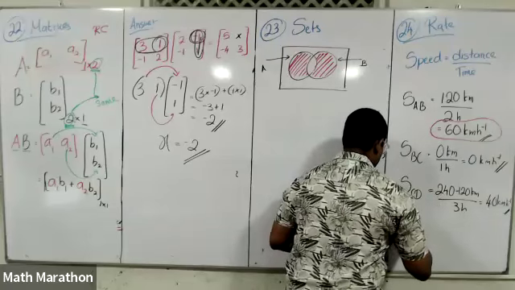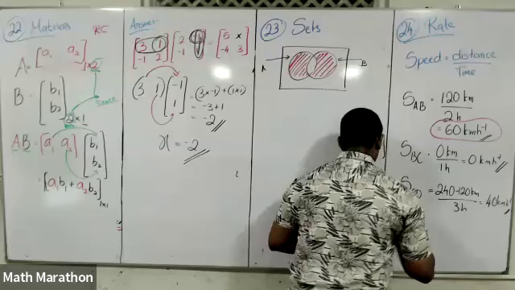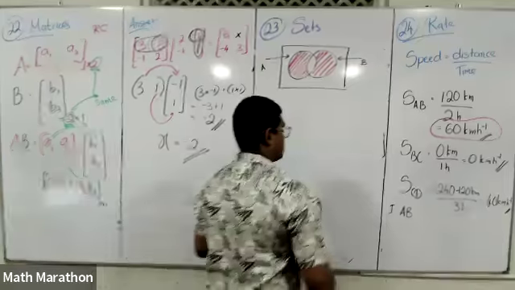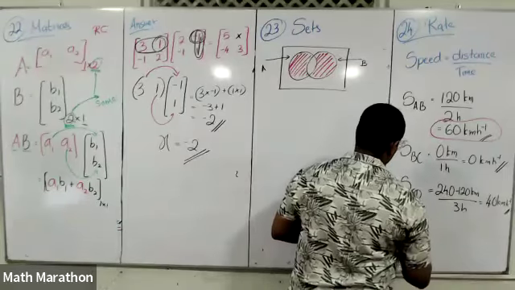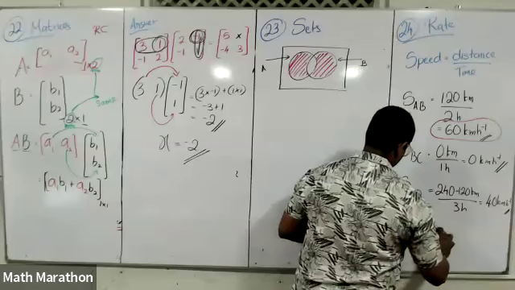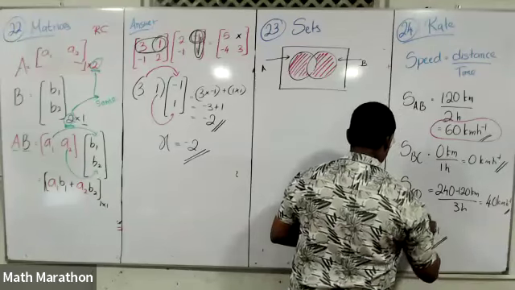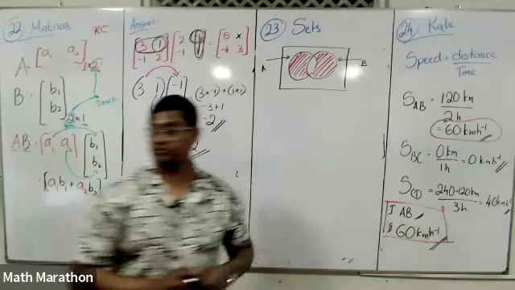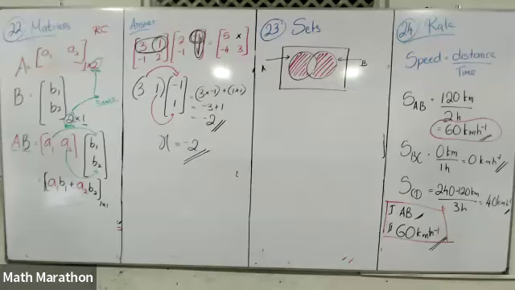Answer for the first one is A to B. And the next one, what is the speed? Second one is 60 kilometers per hour. Twenty-fifth, as usual, constructions.